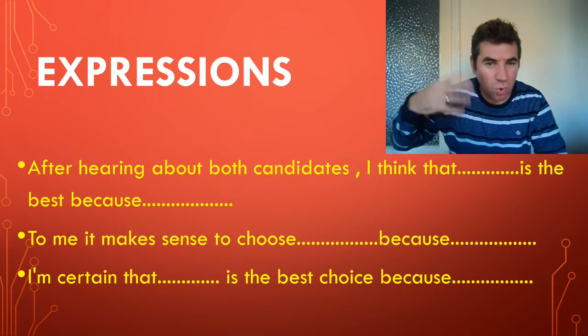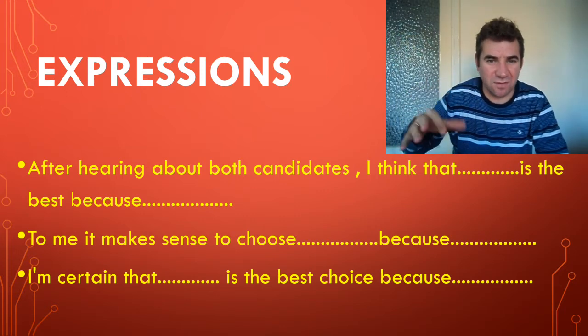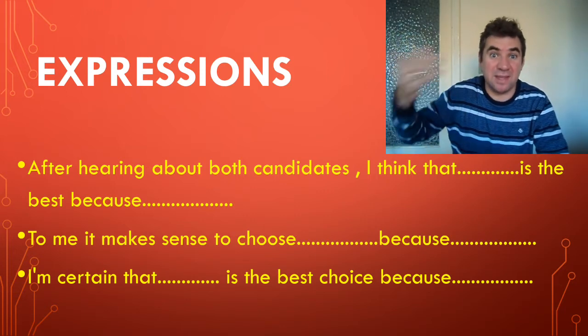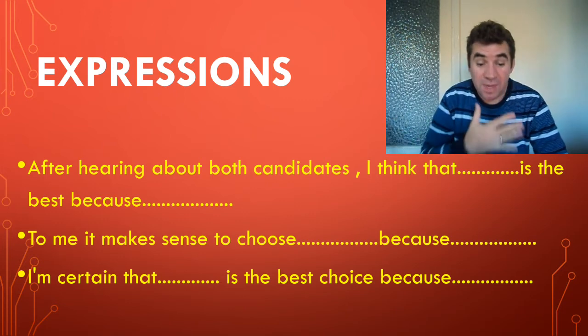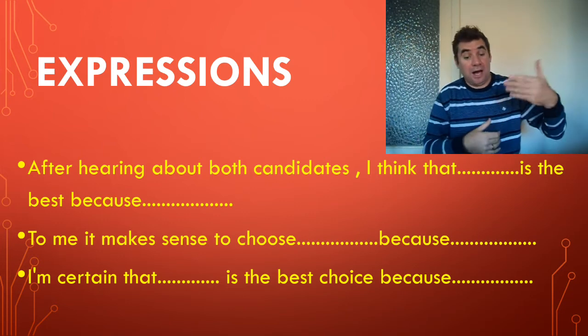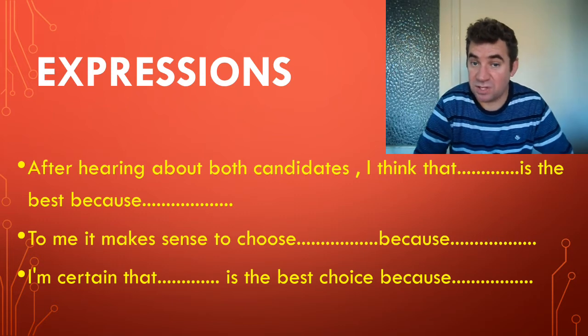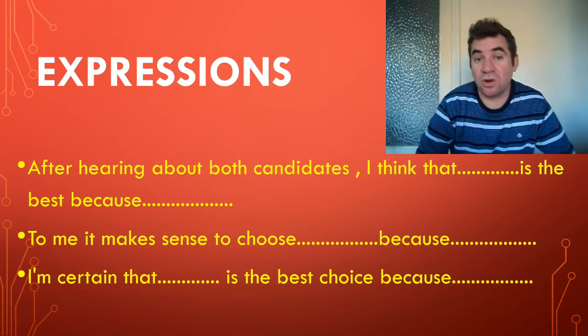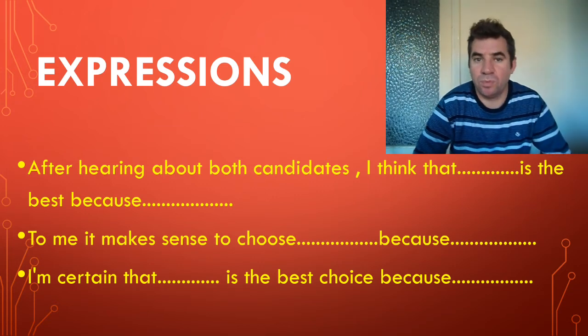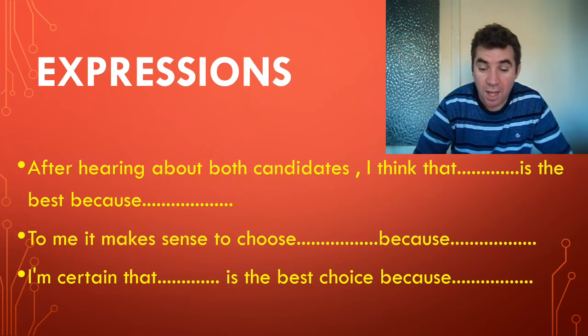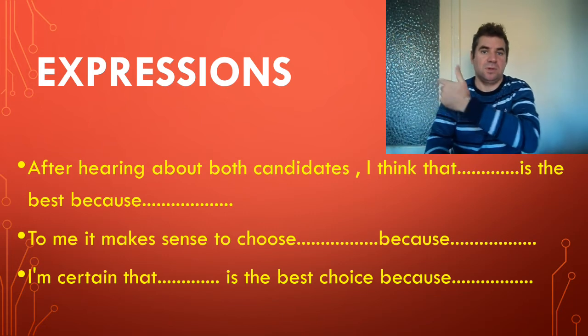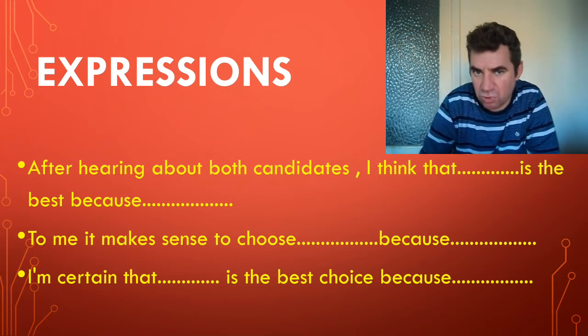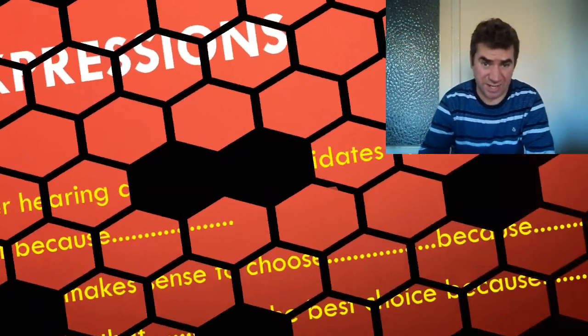Finished. Because all this comparison and explaining why is going to happen in the next part of the test. To me, it makes sense to choose Brazil as the place to host a conference because, alright, I'm certain that Jamaica would be the best place for the World Cup because it's like this, alright, so these are ways for you to respond. Okay, so there are loads of expressions out there.